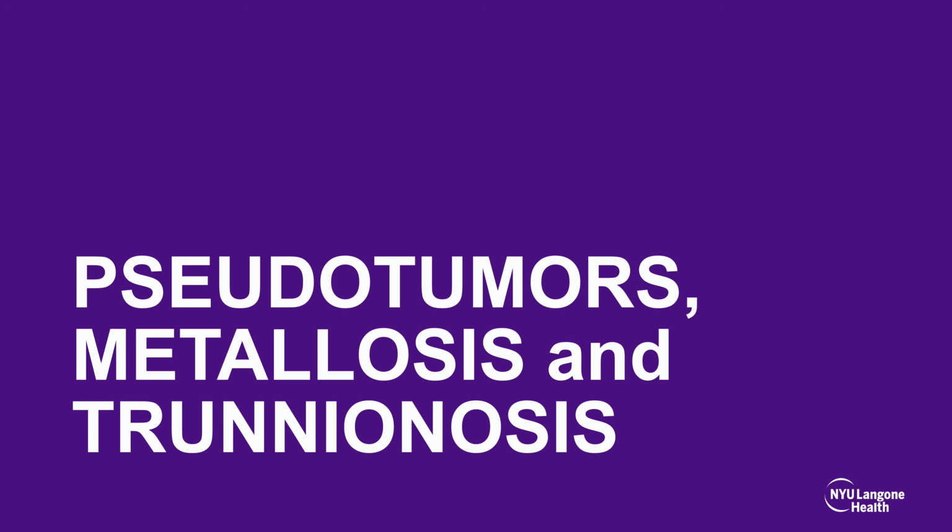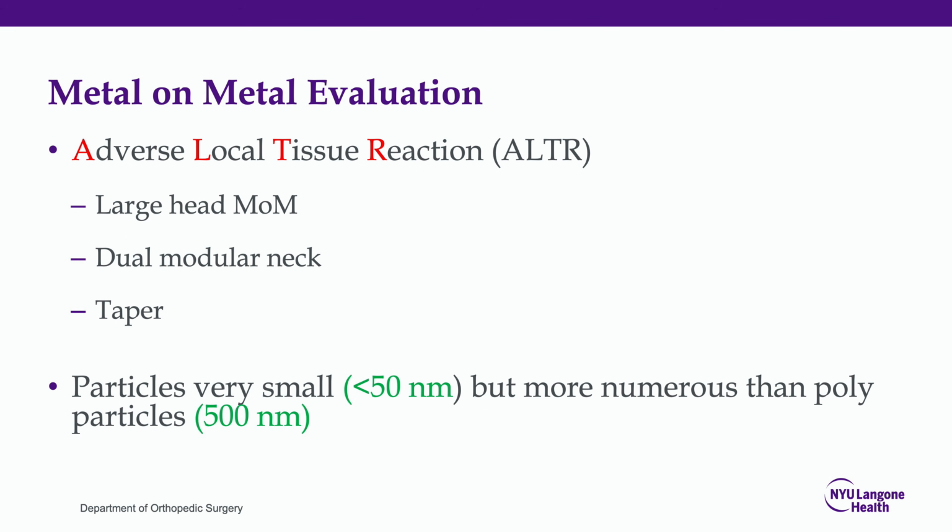So pseudotumor, metallosis and trunnionitis is a very timely topic. People are spending a lot of time talking about this, and there are a lot of test questions about them. It's important that you understand what we're talking about here. So with metal-on-metal evaluation, these patients can develop what's called an adverse local tissue reaction, or ALTR.